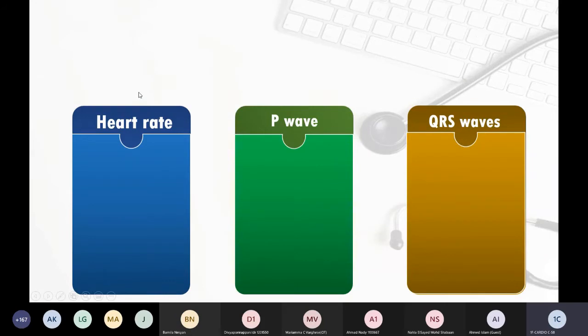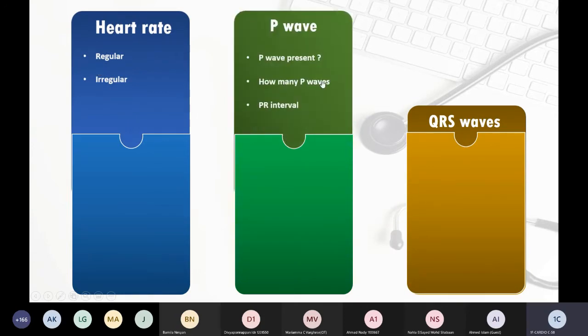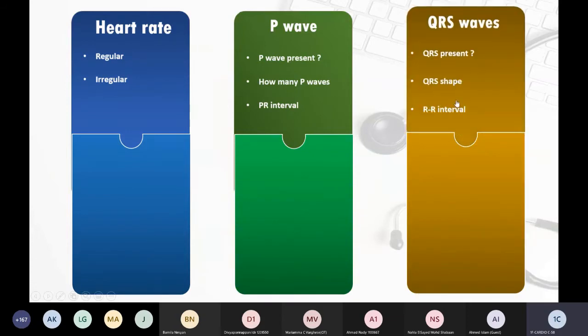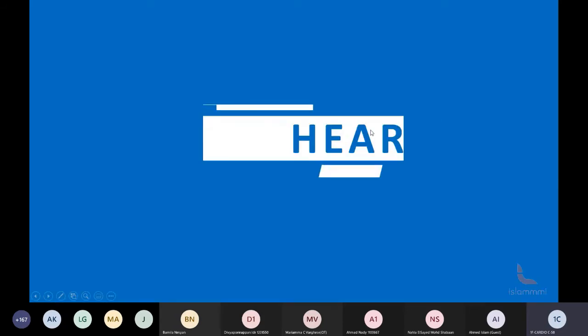We have always three cards to play with. First of all, we have to know the heart rate, whether it's regular or irregular. We will know how to calculate it. Then we will see the P wave, how many P waves, whether the P wave is present or not, and what about the PR interval, and then the QRS, is it present or not, the shape of the QRS, and finally the RR interval. We will discuss every one in detail, and by playing with these three cards, you will eventually be able to reach the diagnosis of the cardiac rhythm.